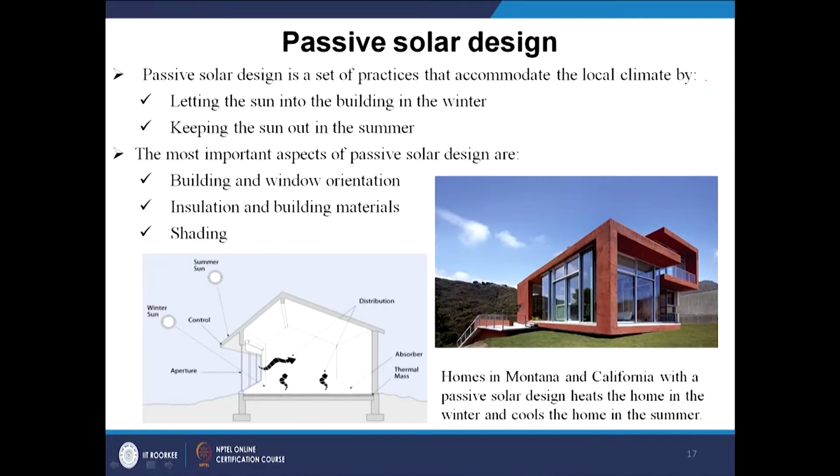Passive solar design is a set of practices that accommodate the local climate by letting the sun into the building in the winter, and keeping the sun out in the summer. So this is the principle, it is designed in such a way. An example: homes in Montana and California with a passive solar design heat the house in the winter and cool the home in the summer. Here we see the summer sun at higher elevation, and the winter sun at lower elevation coming inside the room.